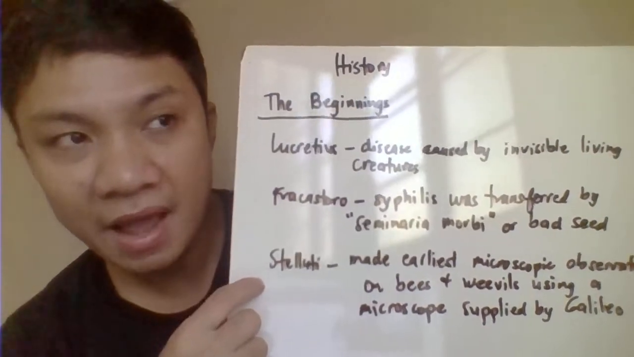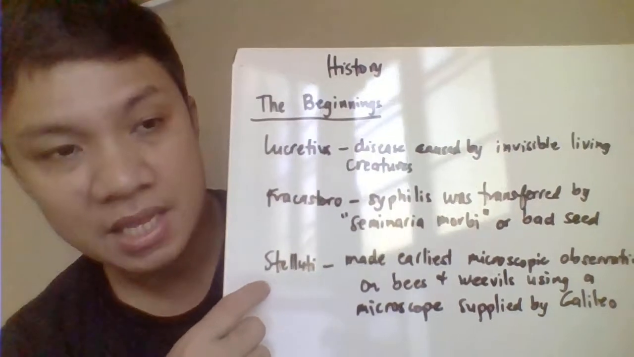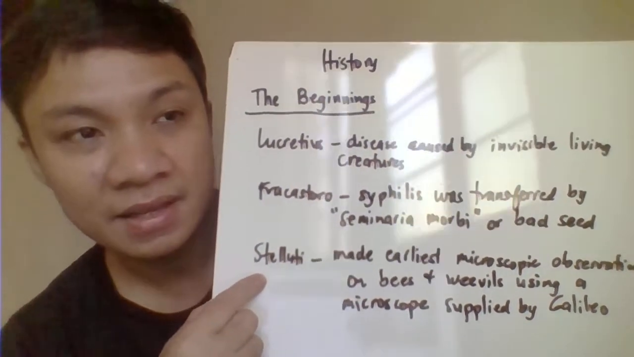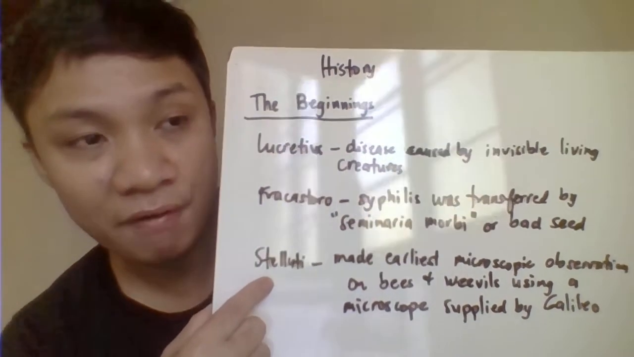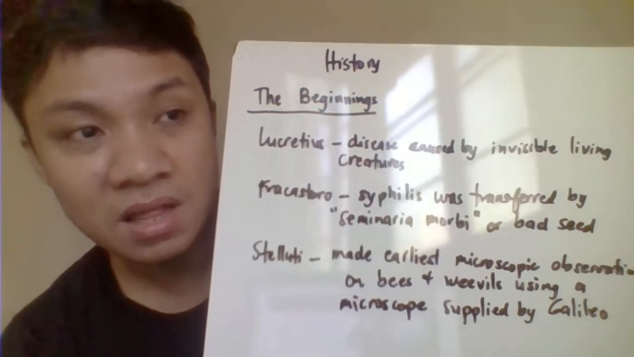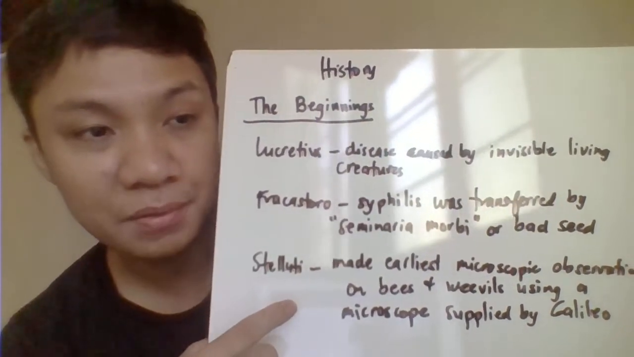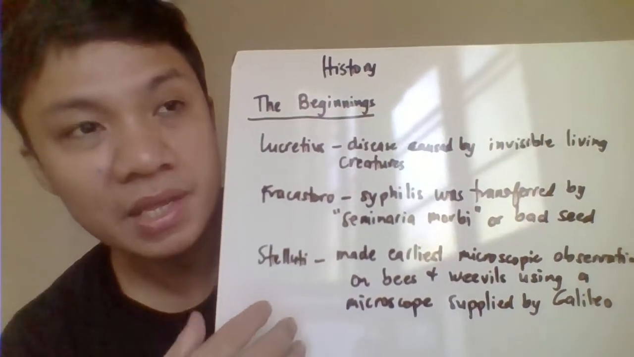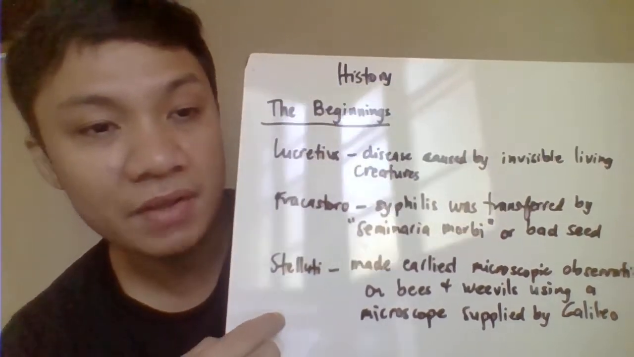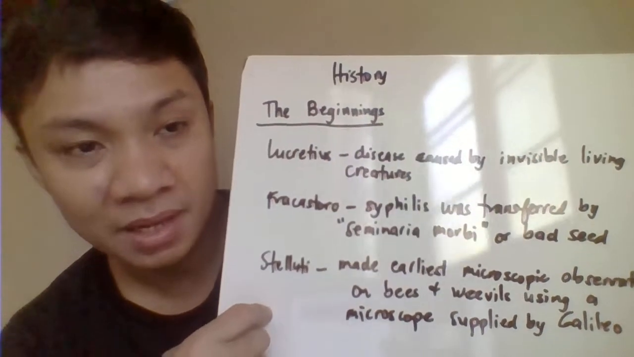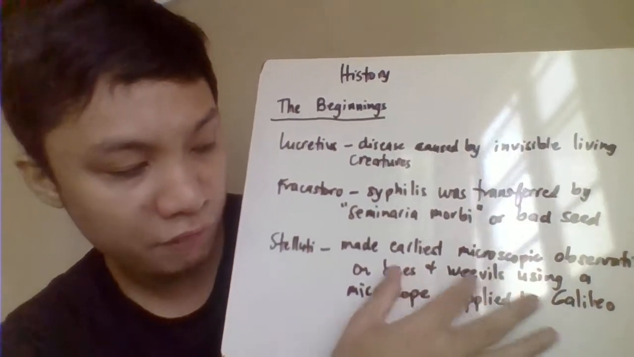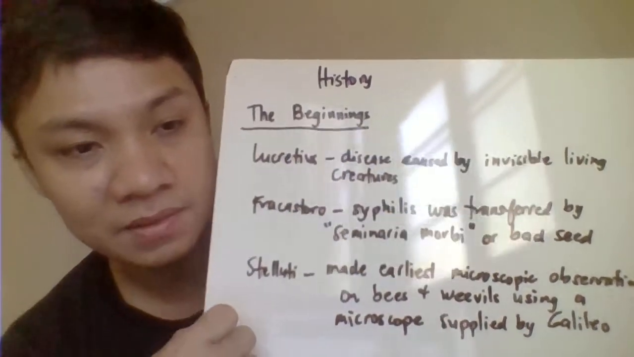The next one we have here is Stiluti. Stiluti was able to identify the presence of organisms at the structural and cellular level with the use of the microscope. But Stiluti used a microscope supplied by Galileo not for identification of microorganisms; he tried to use it for identification of bees and weevils.